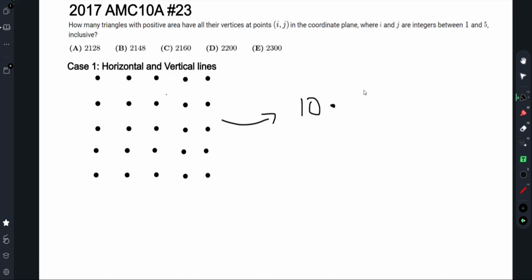And the thing is, from every horizontal line, there's 5 points to choose from, and we have to choose 3 points to make a triangle. So this evens out to 100.